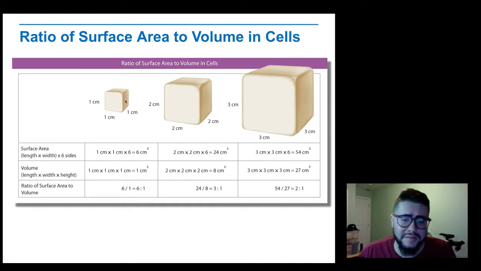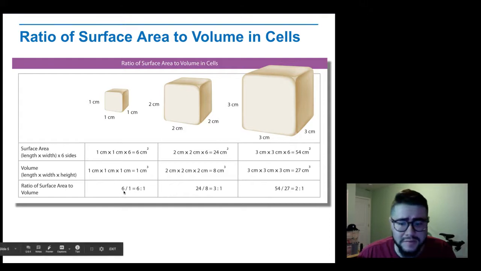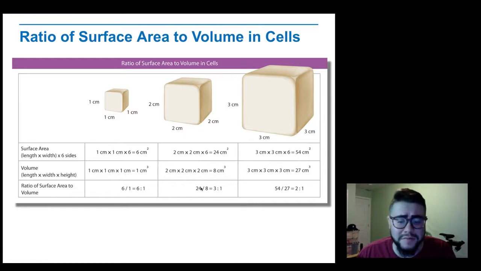And so we have what's called a surface area to volume ratio. In this first cube, the surface area is 6, the volume is 1, so the surface area to volume ratio is 6 to 1. In this cube, the surface area is 24, and the volume is 8. 24 divided by 8 is 3. And so in this case, the surface area to volume ratio is 3 to 1. And in this last one, the surface area to volume ratio is 2 to 1. So as the cube gets bigger, the surface area to volume ratio gets smaller.